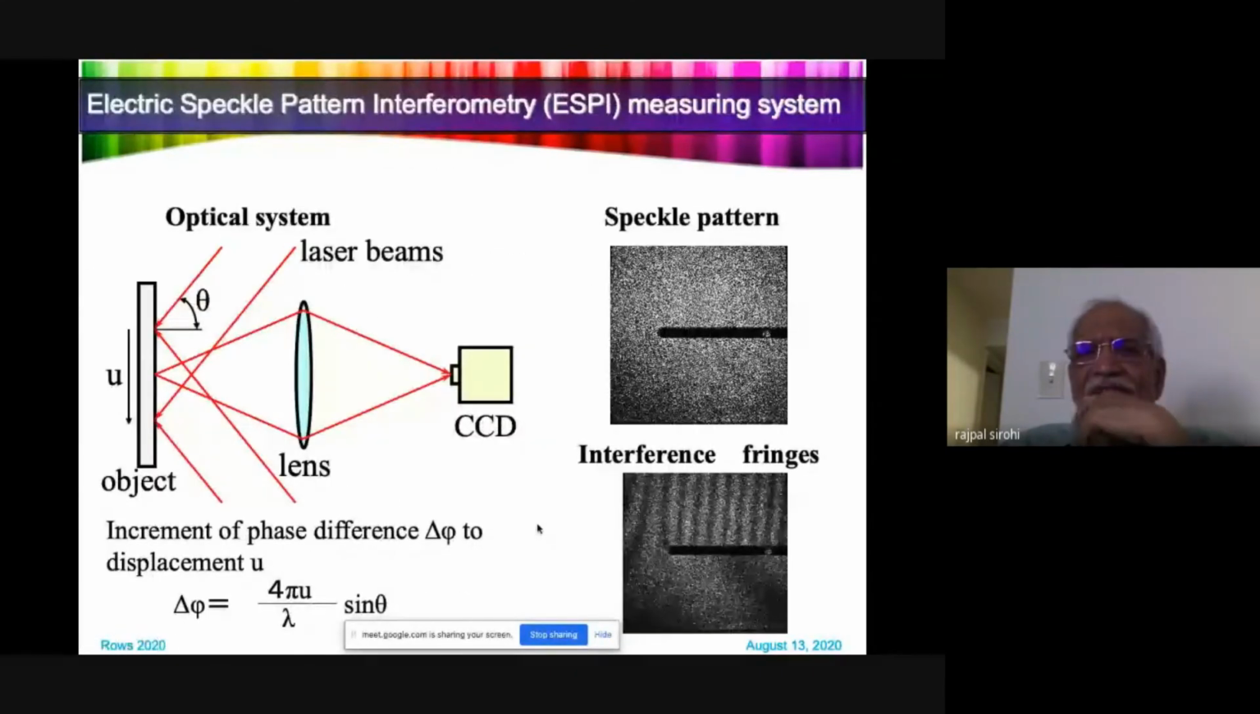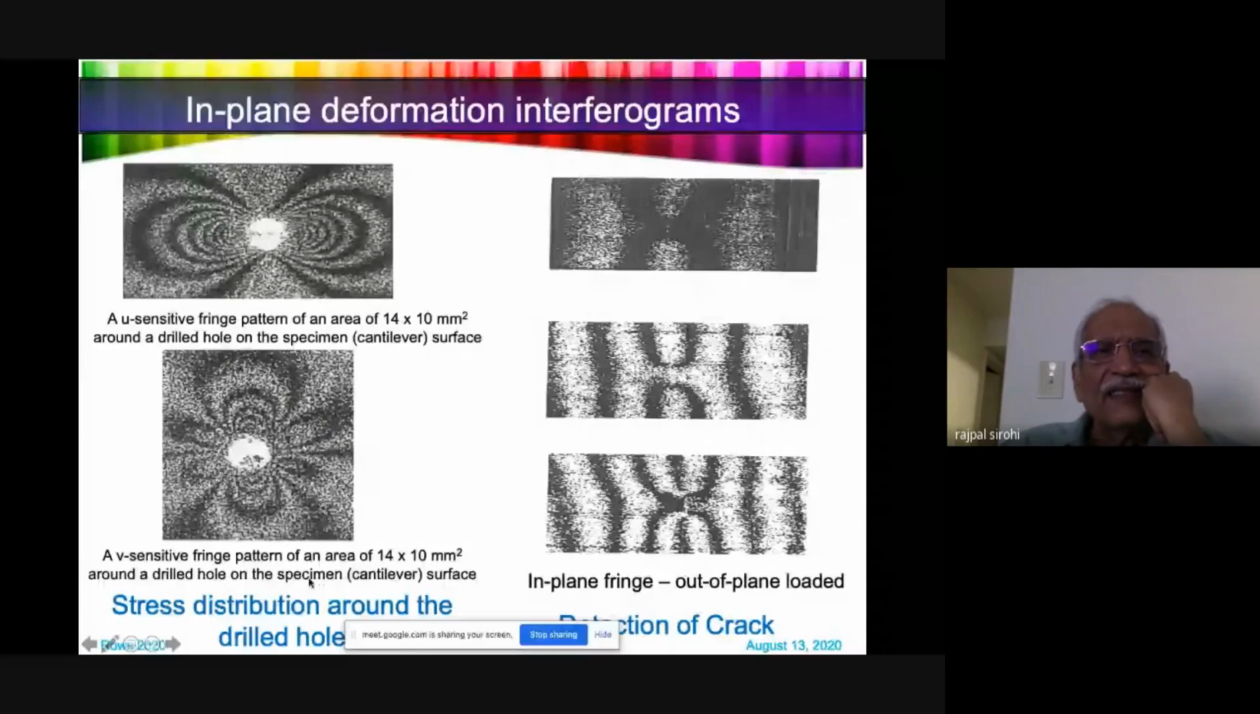This was done again by us to look at the crack, what happens when we do the in-plane loading. This is the in-plane sensitive system, and U is the in-plane component. This picture shows when you drill a hole, there's a lot of stress. And how do we measure? We measure it by relieving it.